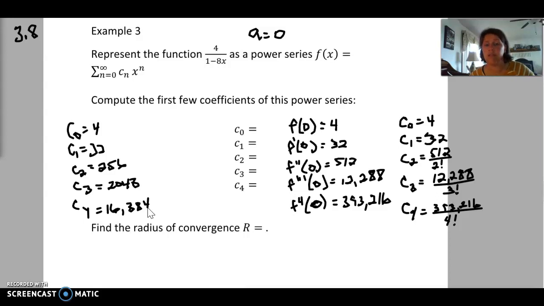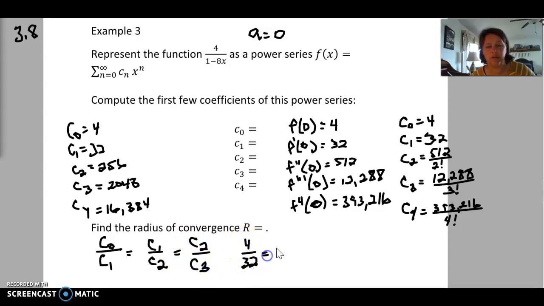Now they want to know what the radius of convergence is. We're not going to go into a lot about radius of convergence, but for this one, we can just take our coefficients and do a division. So do c sub 0 over c sub 1, and you'll notice that all of these are the same. So c sub 0 over c sub 1, c sub 1 over c sub 2. So we just have to take a couple of them, make sure that they are all the same. So 4 over 32, 32 over 256. And if you go ahead and do the math with all of those, you'll see that they all equal 1/8. And that will be our radius of convergence in this case.